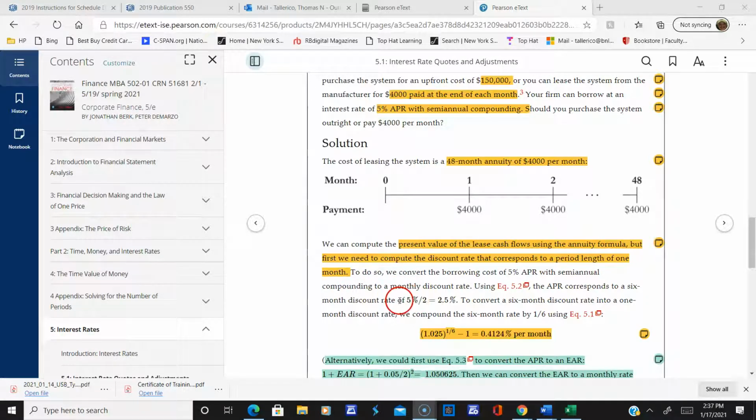So what we've got to do is divide this by 2 to get 2.5%, which is the rate for a 6-month discount rate. Again, we don't have EAR here, right? So we have a 2.5% 6-month discount rate. Now we've got to get this 6-month rate into a 1-month rate. So we've got to compound the 6-month rate by 1/6. Now you don't divide by 6, all right, because it's compounded.